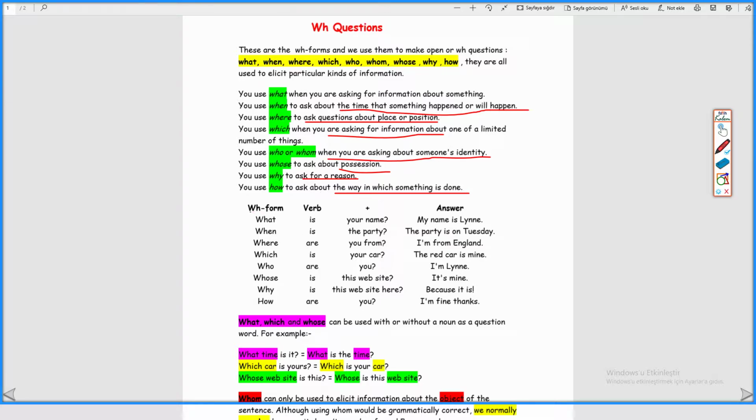And we have the WH form, we have verbs, we have answers. For example, what is, this is our verb to be, as you remember. What is your name? And the answer is, my name is Lian. And when is the party? The party is on Tuesday. Where are you from? I'm from England. Which is your car? The red car is mine. Who are you? I'm Lian.